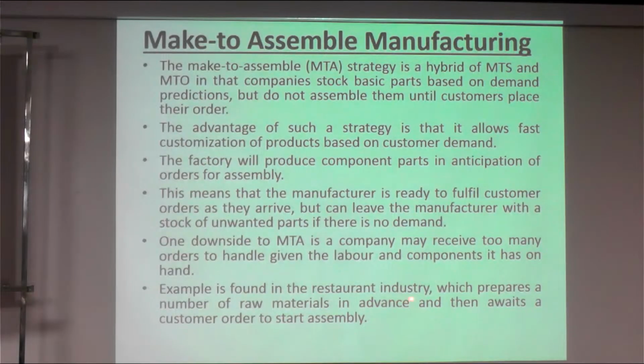An example is found in the restaurant industry, which prepares a number of raw materials like different types of gravies, and some half-cooked raw material they may keep, and whenever an order comes, they prepare it quickly and serve. So the example is found in the restaurant industry, which prepares a number of raw materials in advance and then awaits a customer order to start assembly.